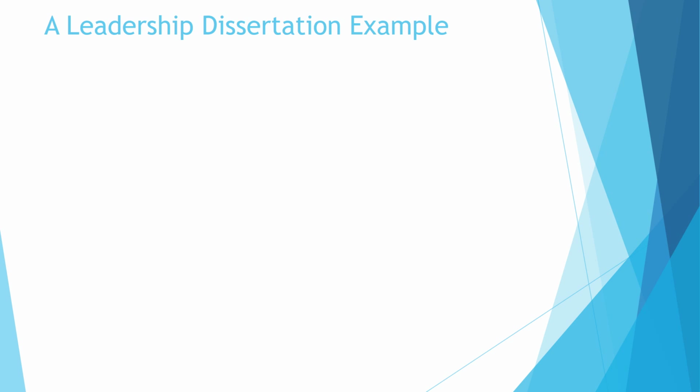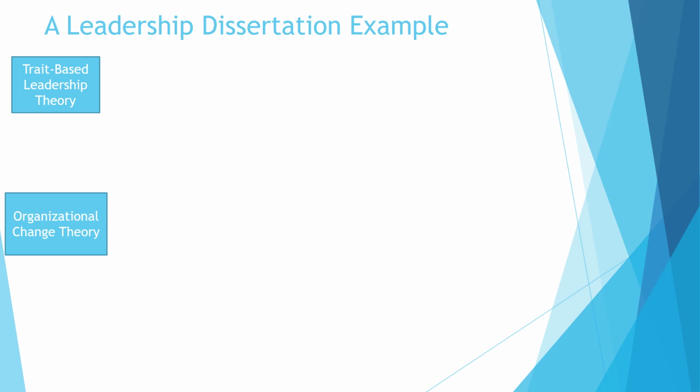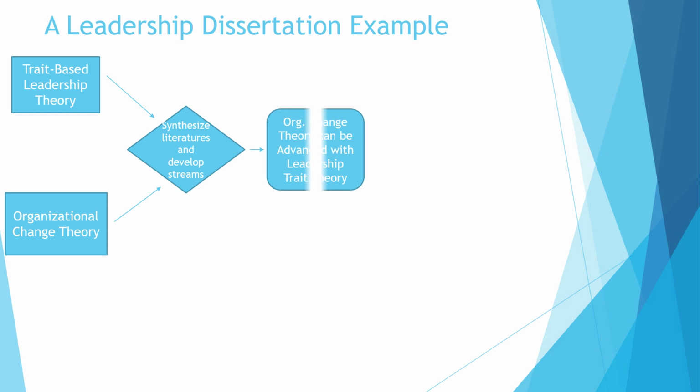Maybe an example would help. So I'm working currently with a student who is looking at trait-based leadership theory as one body of literature, and organizational change theory as a second body of literature, and out of those will be developed literature streams, which will synthesize the literatures down to a very narrow focus, and then will produce a gap and a bridge, described as: organizational change theory can be advanced with leadership trait theory by combining them together.